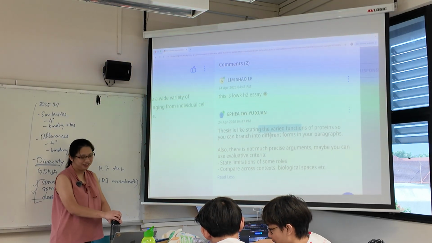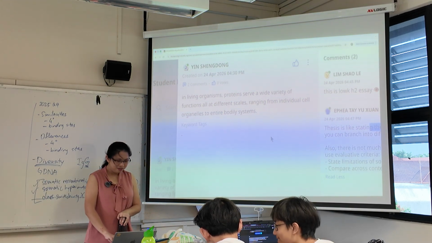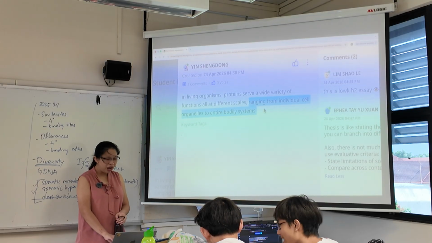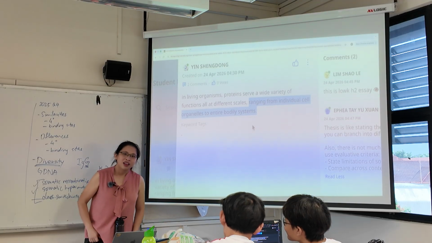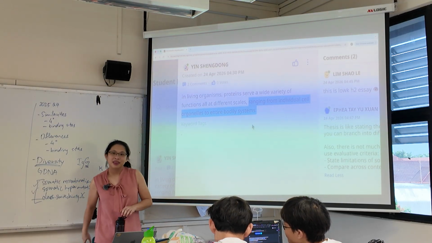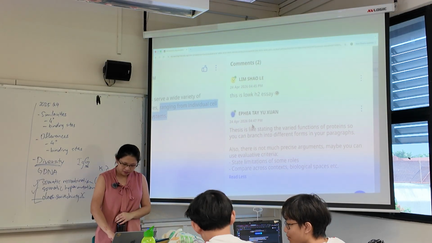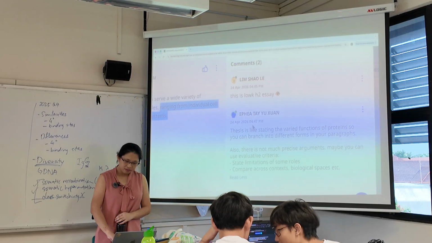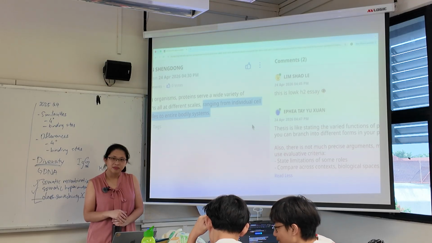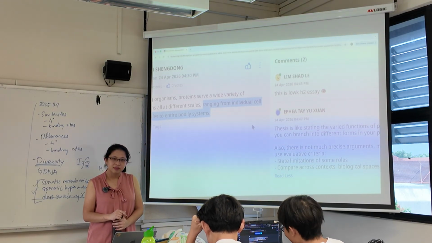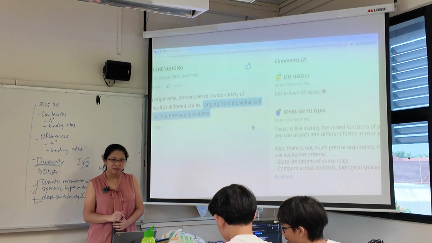So that they can branch them into different roles. They're not really targeting diversity. The argument that they are trying to have is this one. But it doesn't really target their limitations. So what's the better argument? I would say, ranging from different individual cell organelles to entire body systems, they can add something like some proteins function better when acting alone, but some function better when acting in a system, like in the cells.